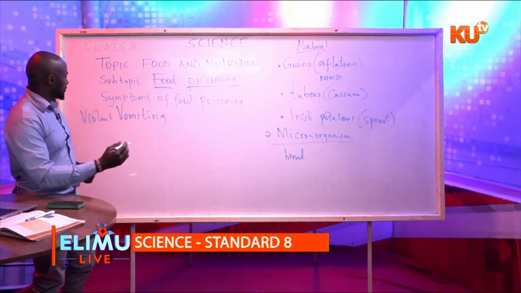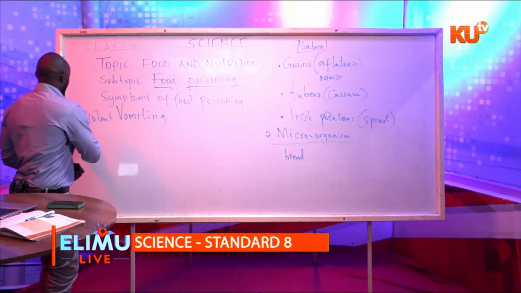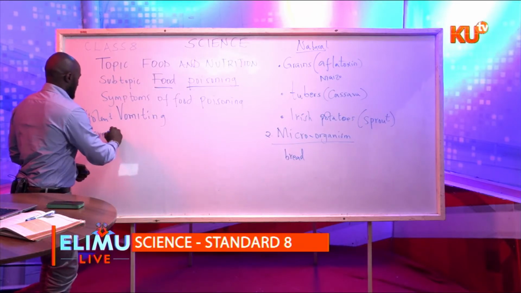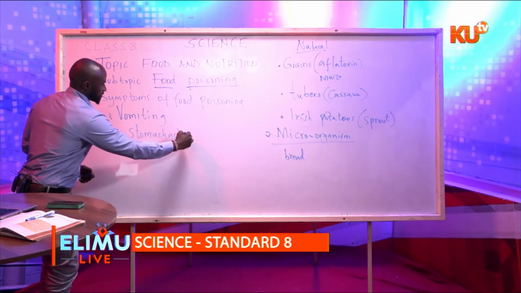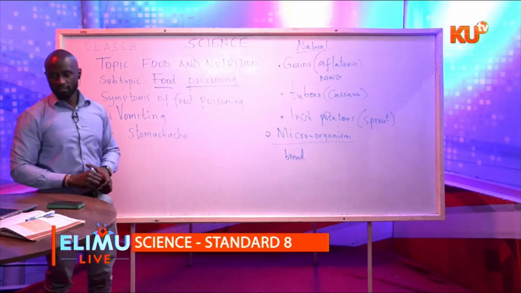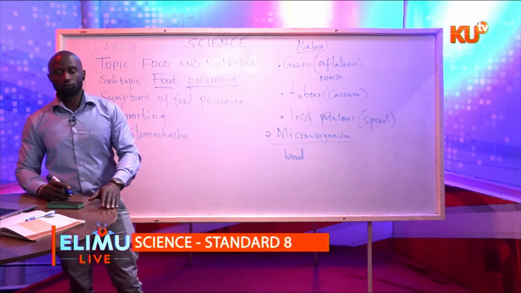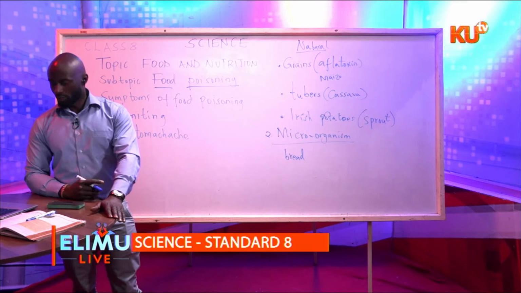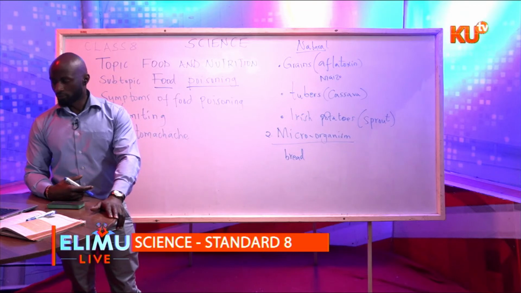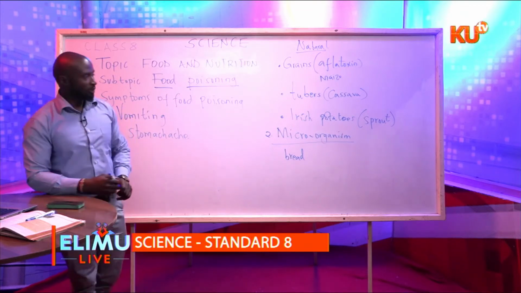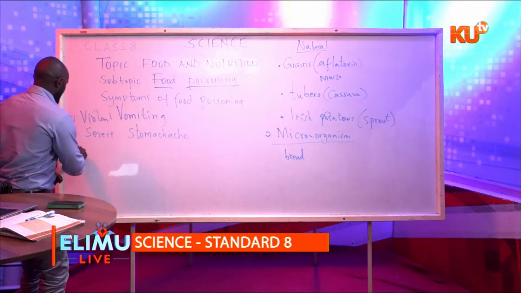Number two, we have severe stomachache. Severe stomachache is a second symptom of food poisoning, where you feel intense pain, acute pain in your abdomen. Number three, we can have diarrhea.